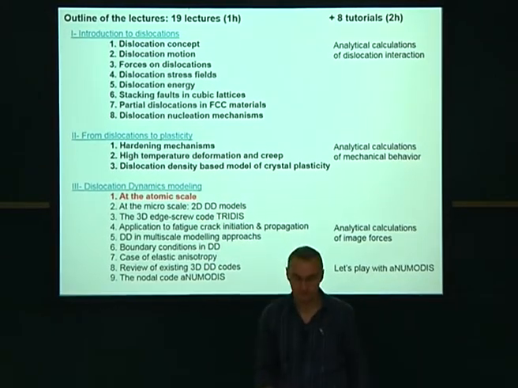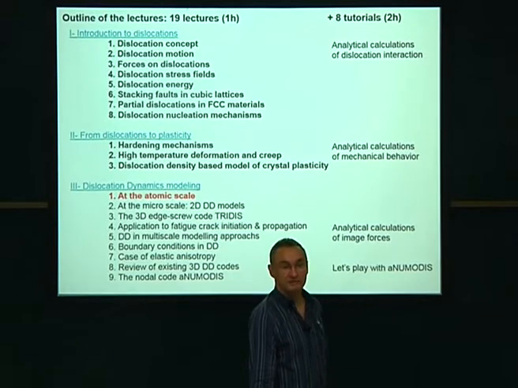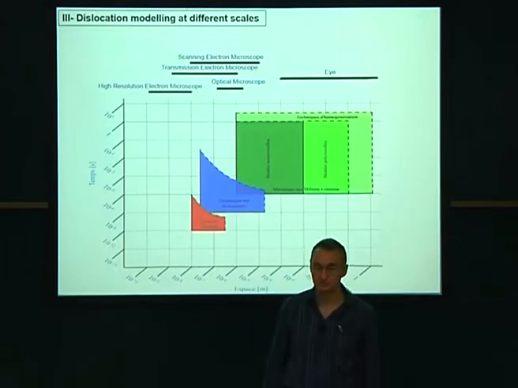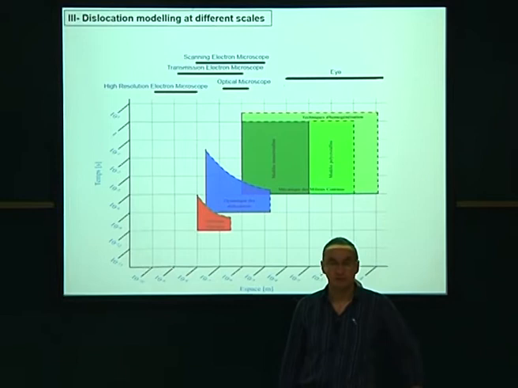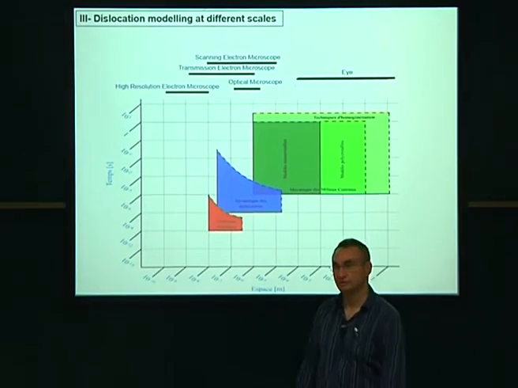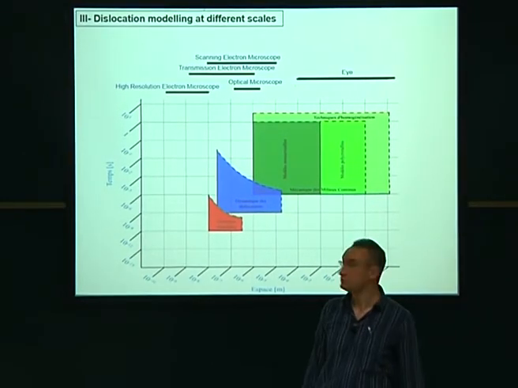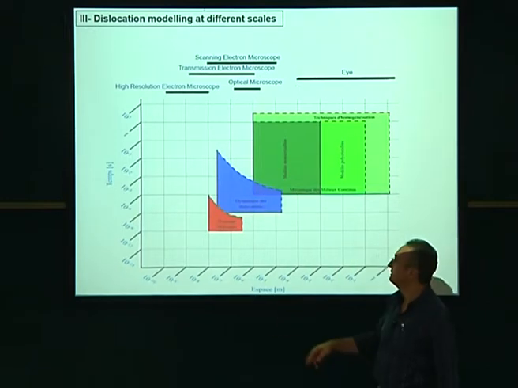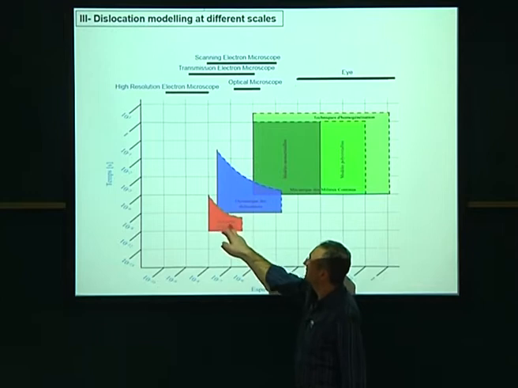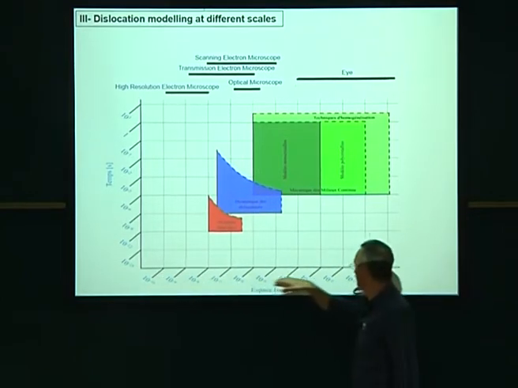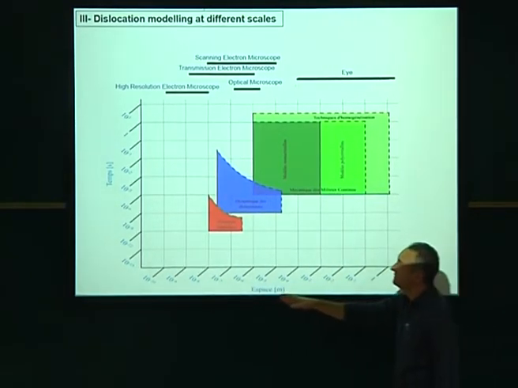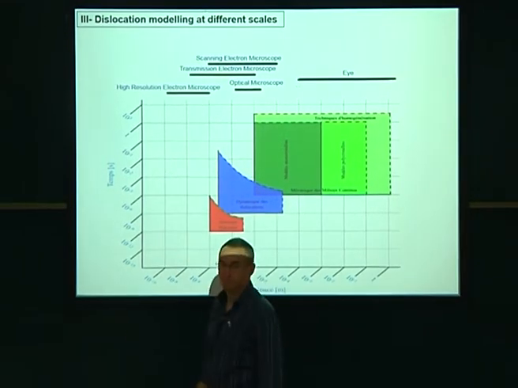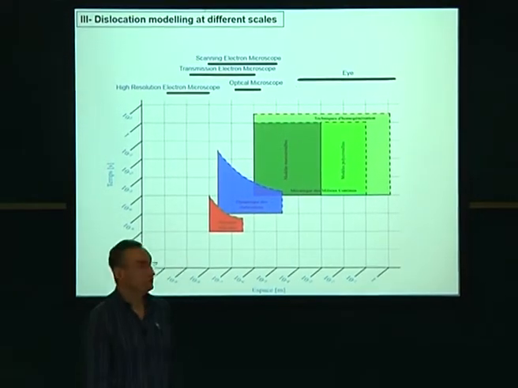So to start with, I think the good thing to do is to look at the scales and the times we can handle with different numerical tools. It's written in French, but I think you may understand. So this is molecular dynamics: this is the space you can cover using molecular dynamics, and this is the time you can access using molecular dynamics.